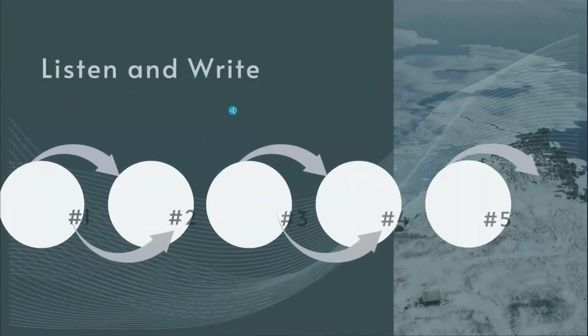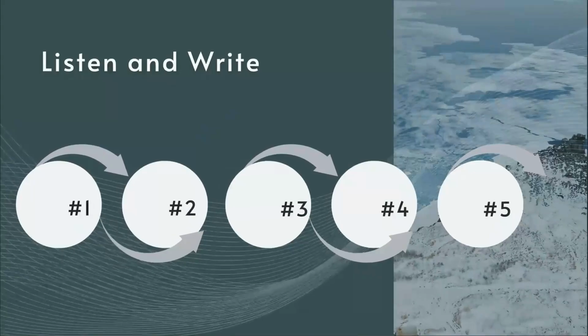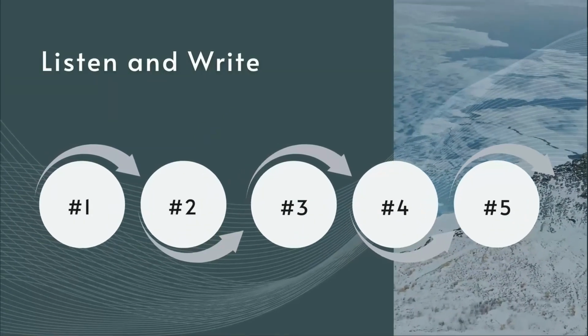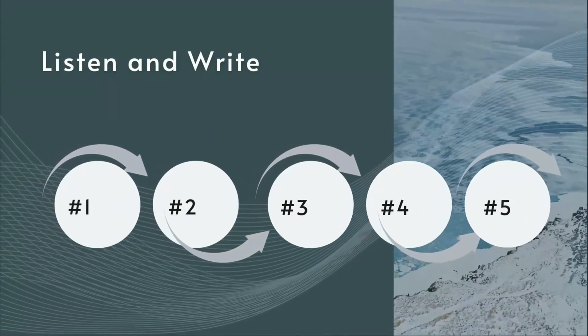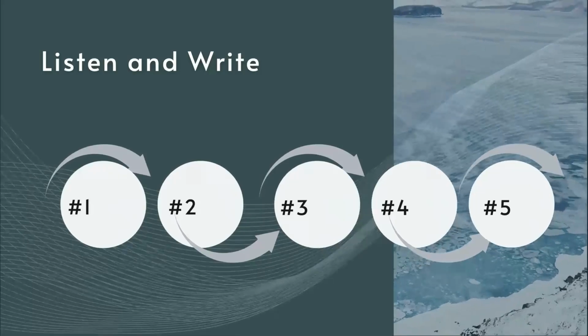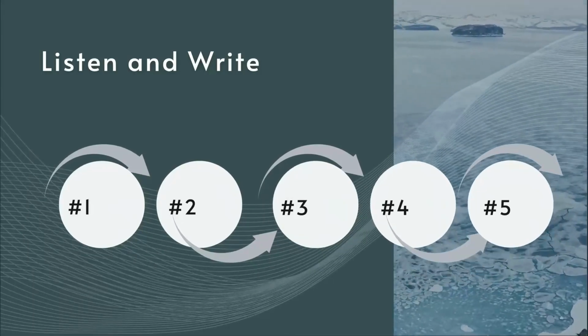Okay, so here we can see there's numbers 1 to 5. Each number represents a different sentence that I will read. We're going to start with number 1. Number 1.